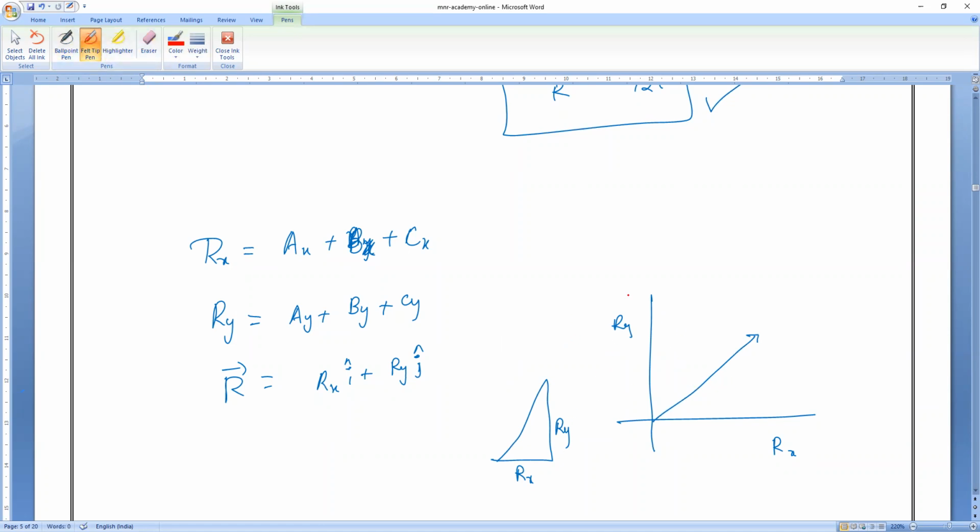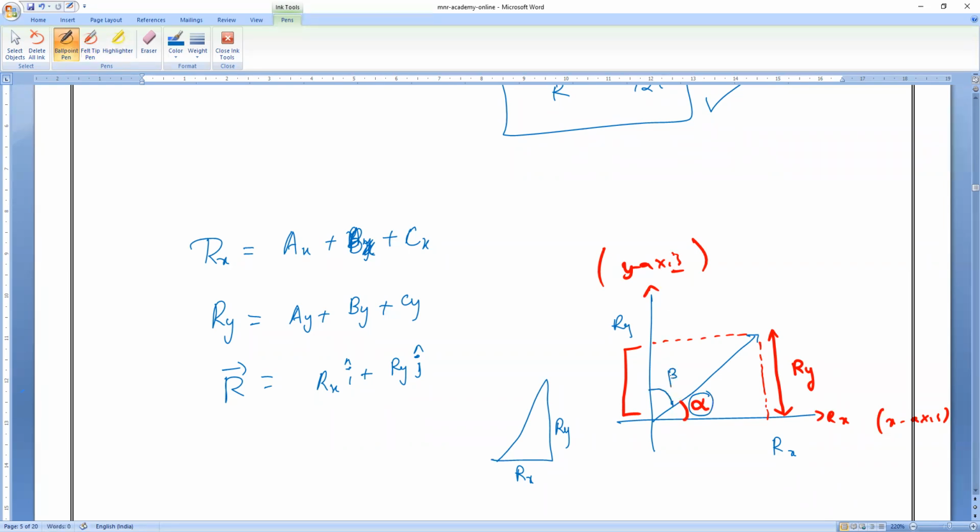Now I am representing Rx and Ry. If you notice, this is the resultant vector. If I extend it towards the X axis and towards the Y axis, this is Ry, and this is also Ry. And this is the X axis, that is Rx. This is the X axis and this is the Y axis. Now we represent the angle with alpha, and the angle above with beta.